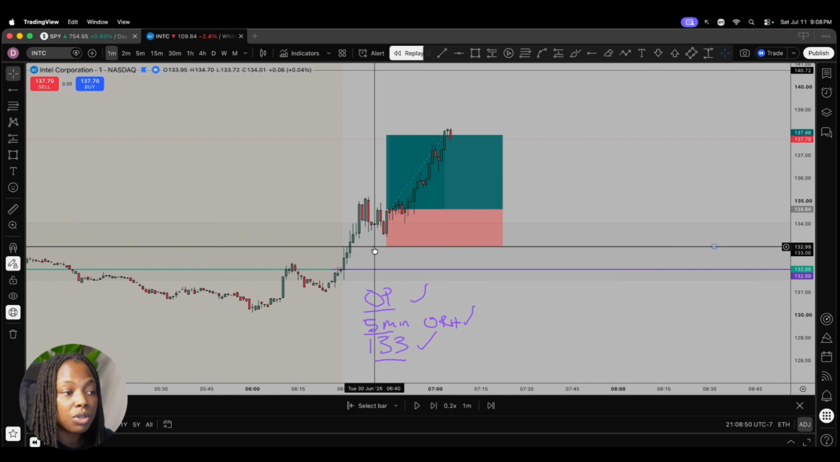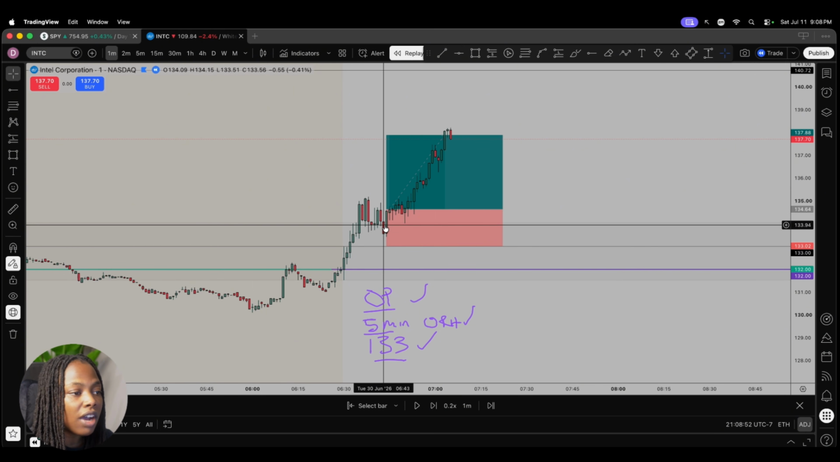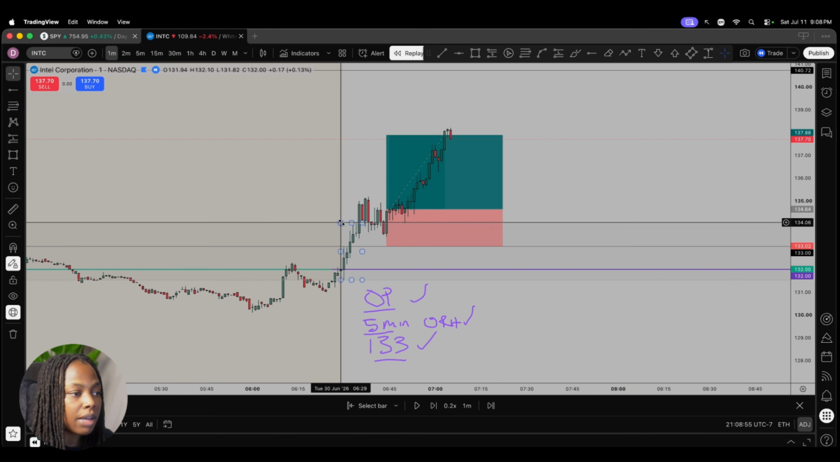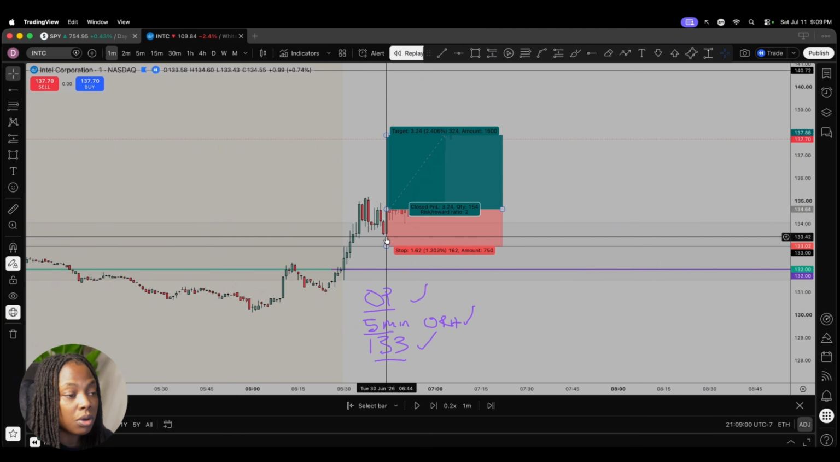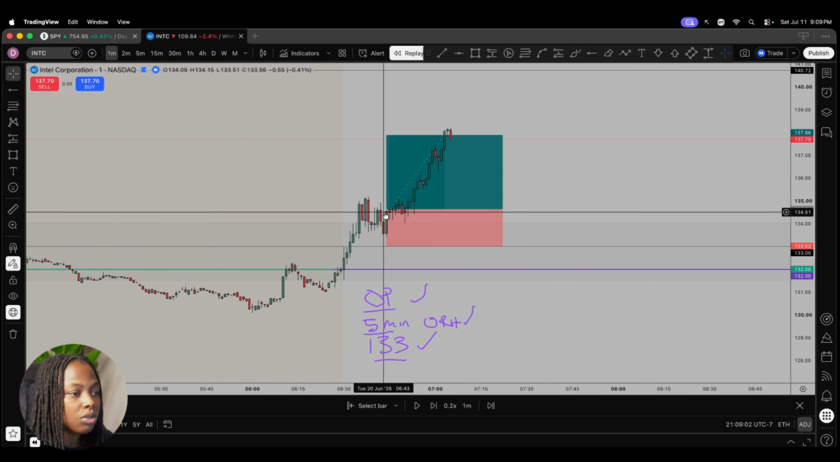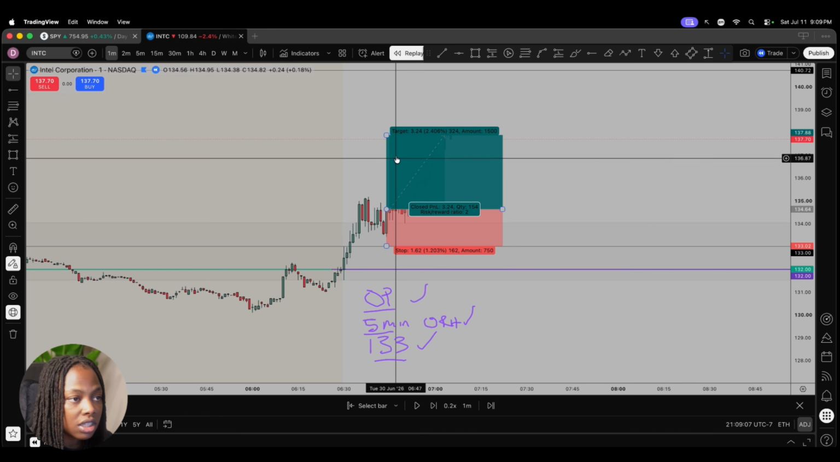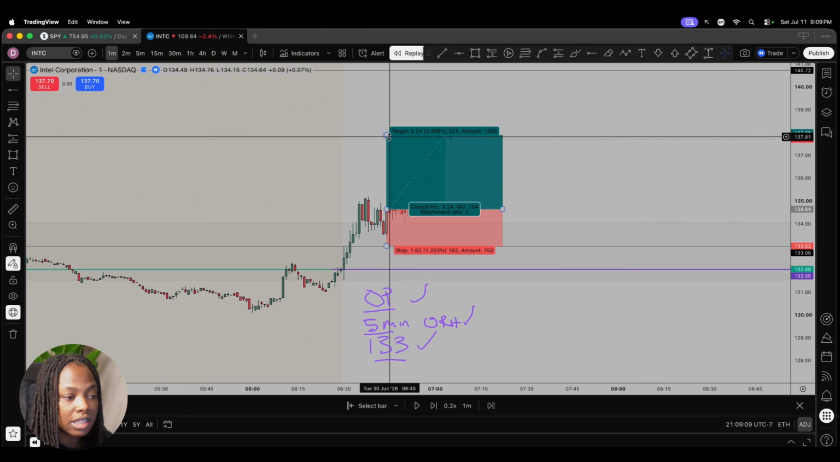Price above the key level you marked. Price holding the 5-minute opening range high, because this was the high. We came back, and although the candle closed below it, you got this engulfing candle that closed nicely, so you can enter the trade and just keep holding it until your target is hit.